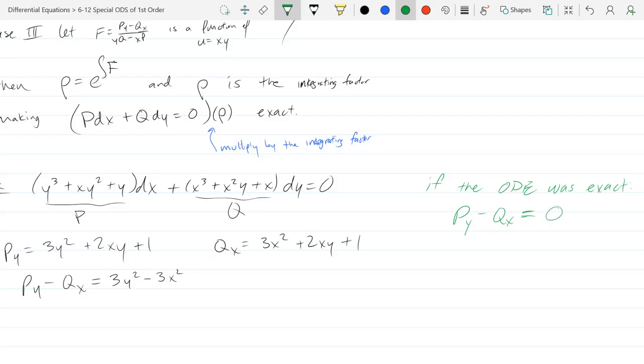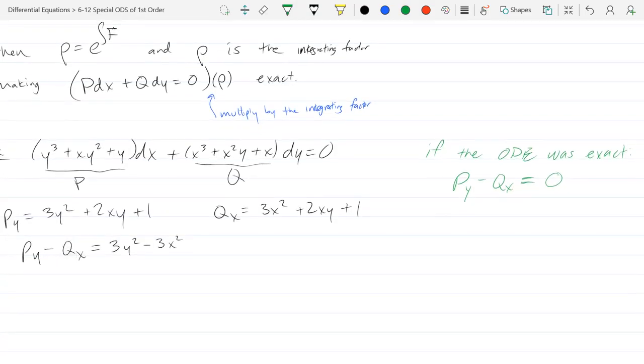Zero. So if you're going about this and you get py minus qx is 0, you don't even need an integrating factor. You're already exact. Good news is, if you kept going, what is the antiderivative of 0? A constant. So your integrating factor will be e to a constant, which is a constant. Multiplying your equation by any constant is not really going to change it. It might make it look a little simpler, but it doesn't change it at all. So if the equation was exact, you would just get 0 right here.